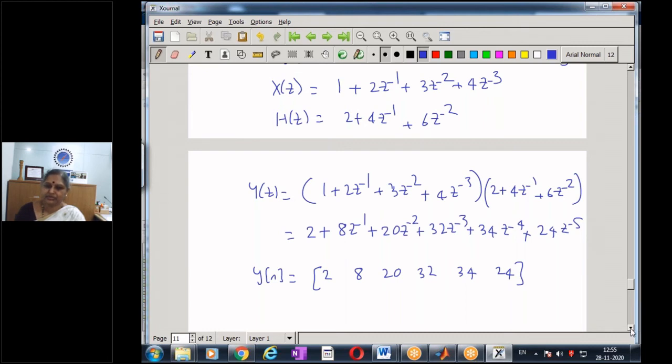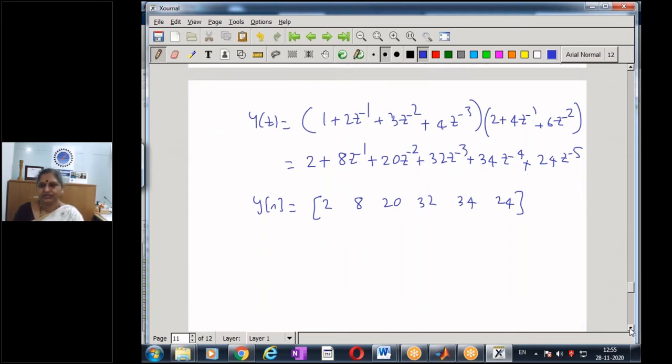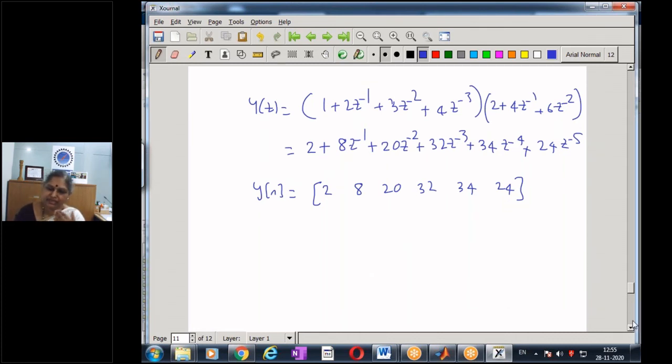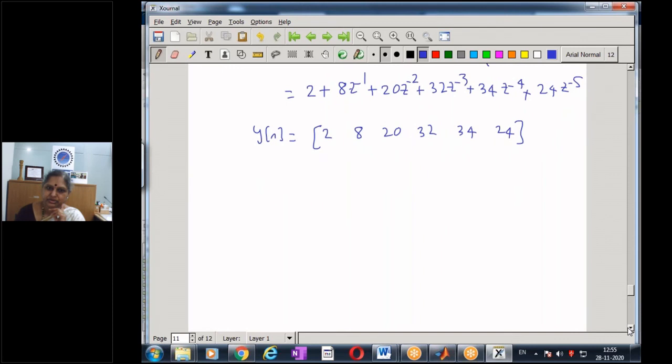So this is one method. We can compute the convolution sum using the Z transform, because multiplication is always easier than convolution. So this is another method of performing the convolution sum. The fifth method of computing the convolution sum is by using the discrete Fourier transform DFT and the inverse DFT.